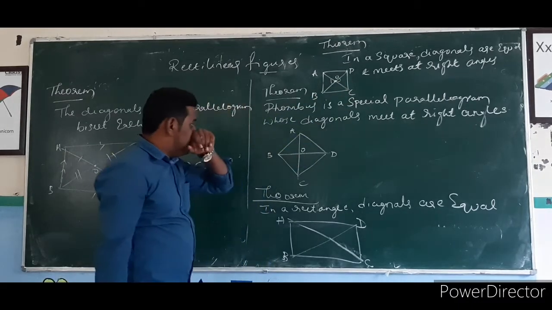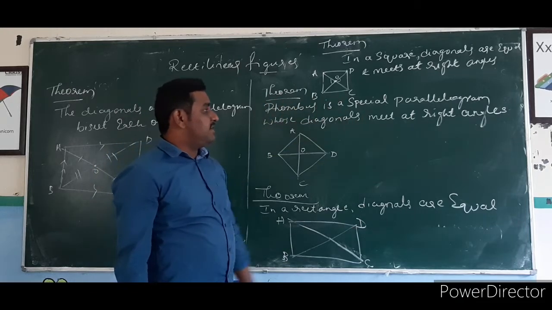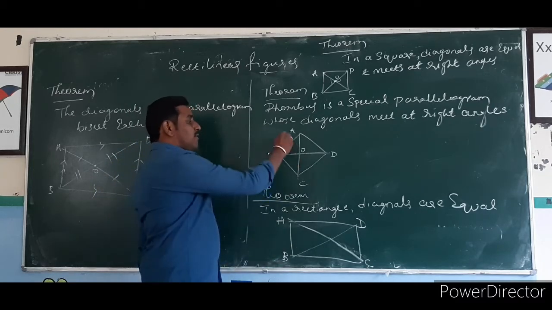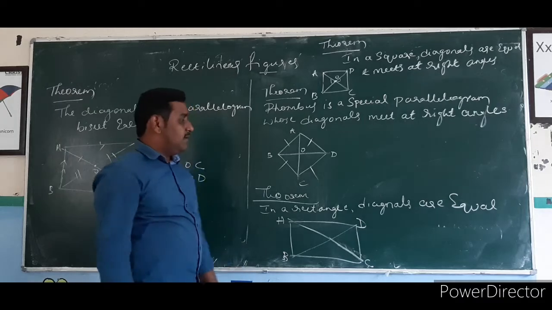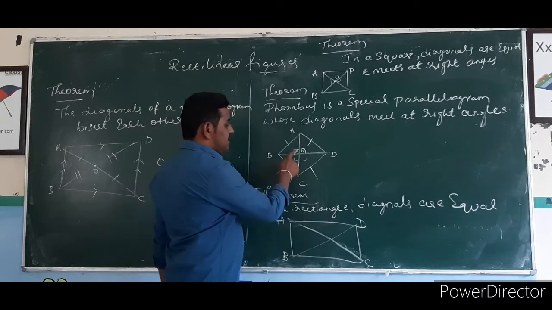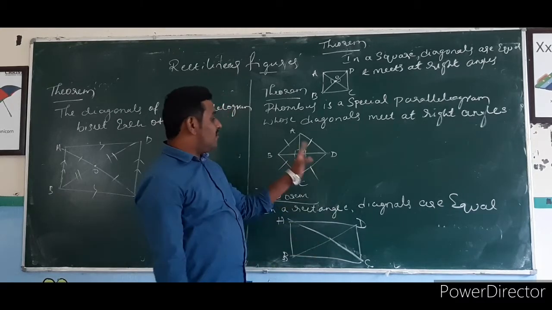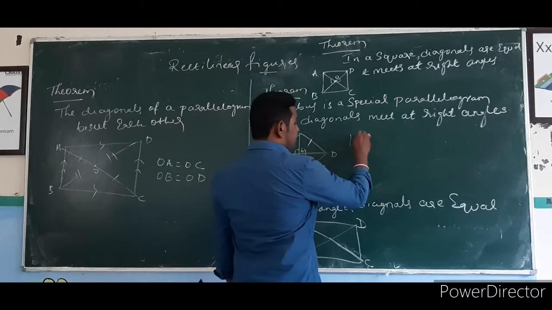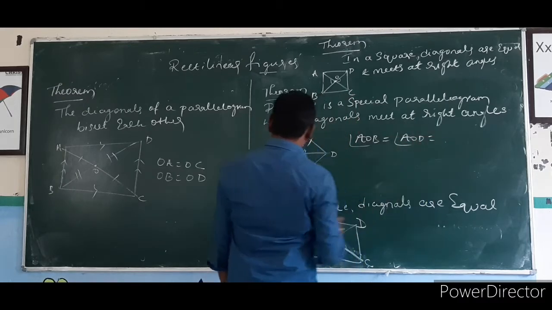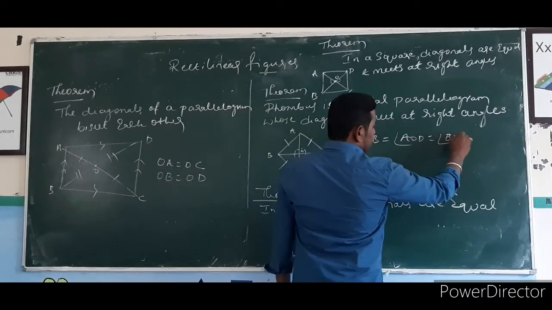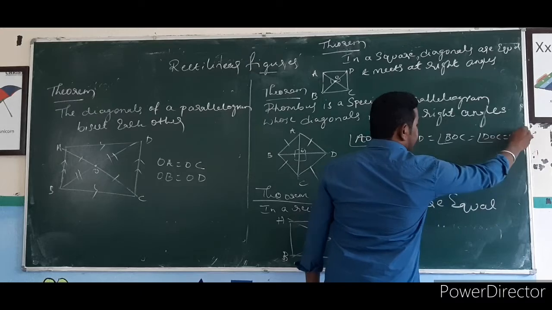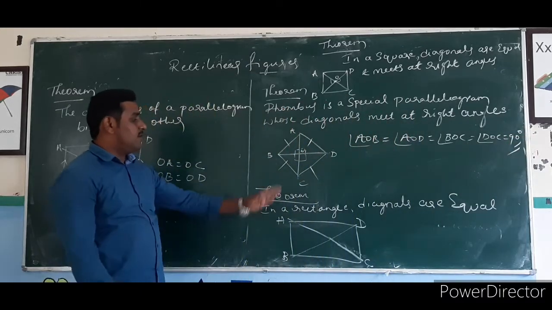Okay. Next, the rhombus. A rhombus is a special type of parallelogram whose diagonals meet at right angles. Rhombus means all four sides are equal. If the diagonals meet, these are 90, 90, 90, 90. Suppose I am taking AOB equal to AOD equal to BOC equal to DOC. All are 90 degrees. This is the rhombus property.